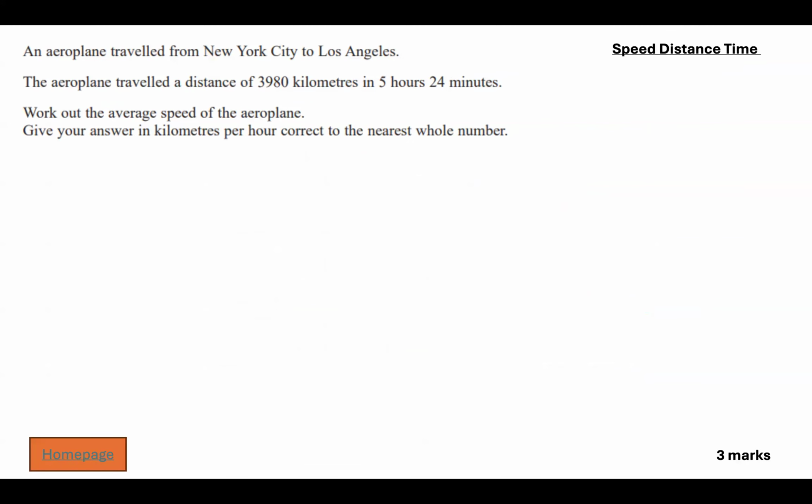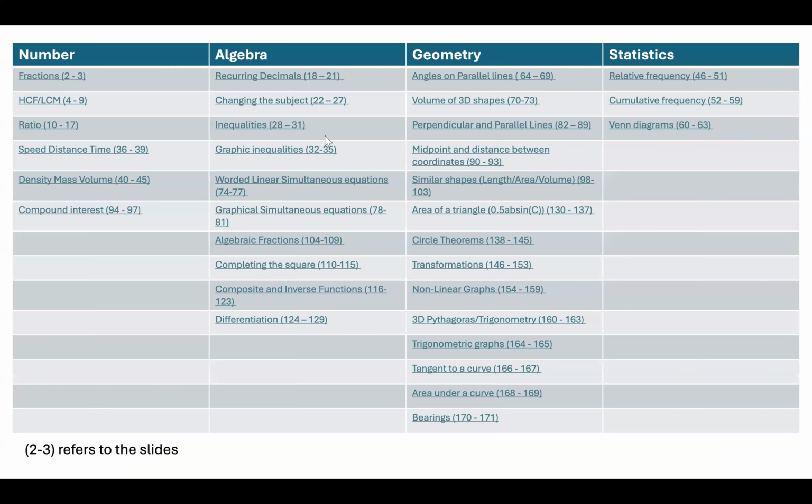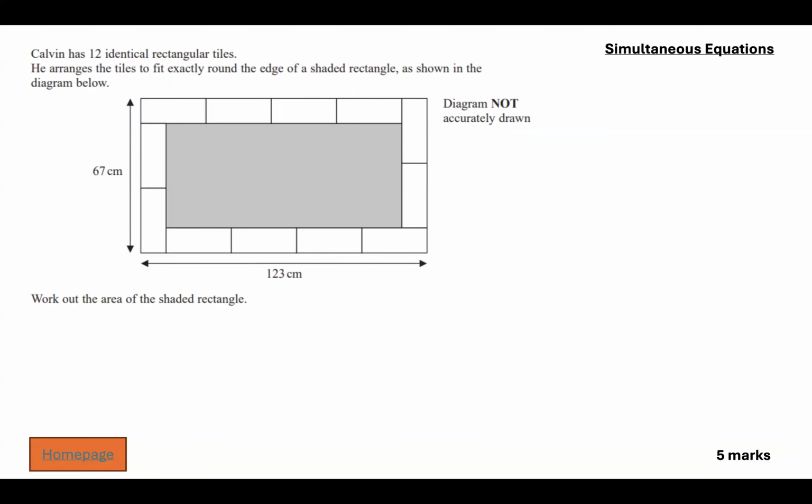We have already done speed, distance, time. So after graphical inequalities, we have worded simultaneous equations. Okay, now just a disclaimer, in an exam, they will not say this is a simultaneous question. So you kind of need to figure that out yourself. But here, it's a small hint for you as part of your revision. Now, what we want to do is work out the area of the shaded region.